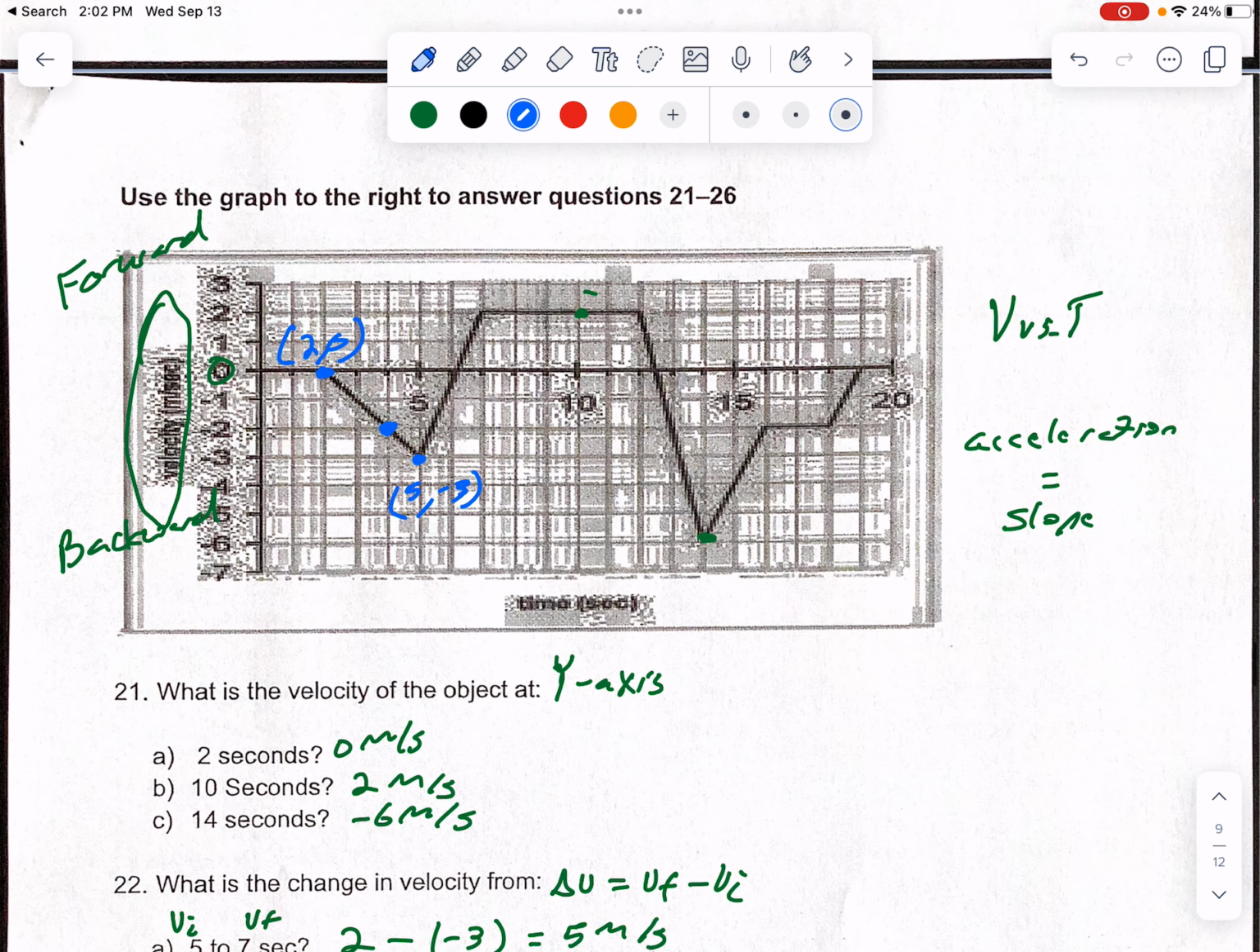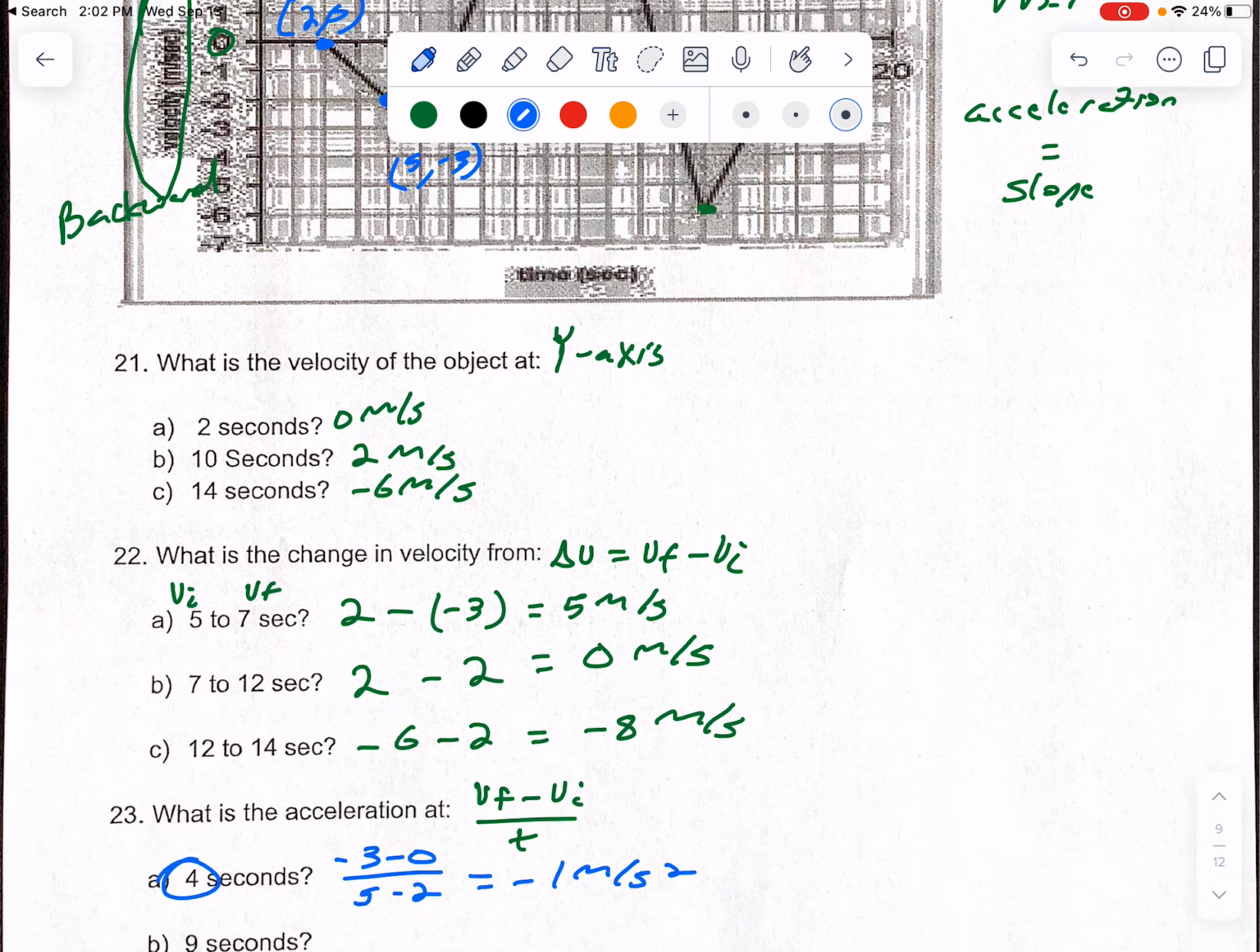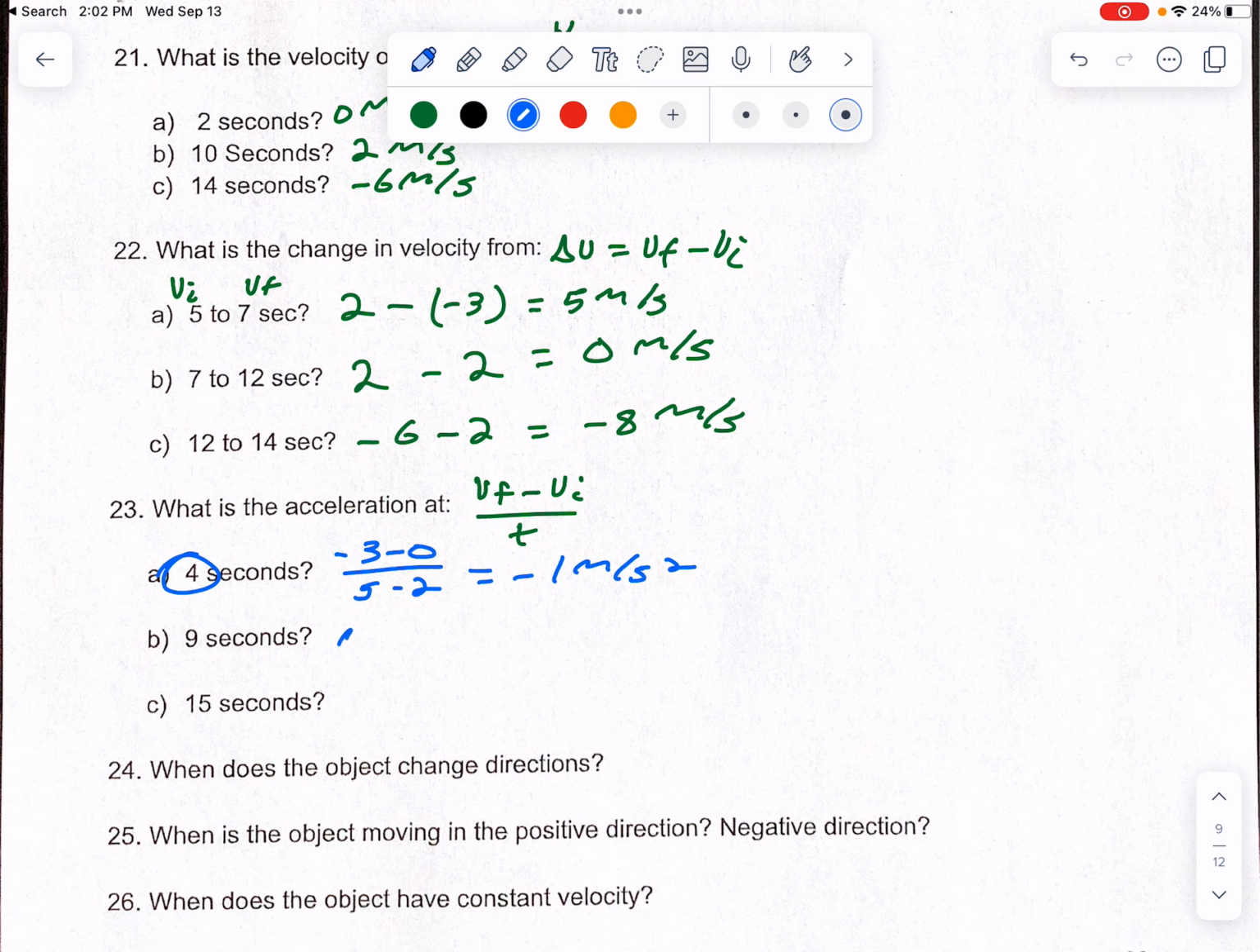So at 9 seconds, this one's easy. You have a flat line. That doesn't mean you're not moving. It just means you have a constant velocity of 2. And if you're not changing velocity, you're not accelerating. So your acceleration would be 0 meters per second squared.